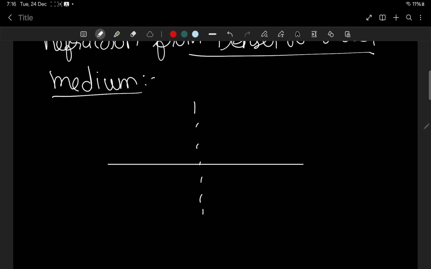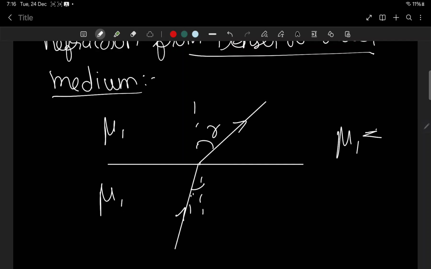Now we have the angle of incidence and angle of reflection. You know that this is rarer and this is denser, that is, mu 1 is less than mu 2. If a ray goes from denser medium to rarer medium, it will bend away from the normal because speed increases. The wavelength of the light also increases.